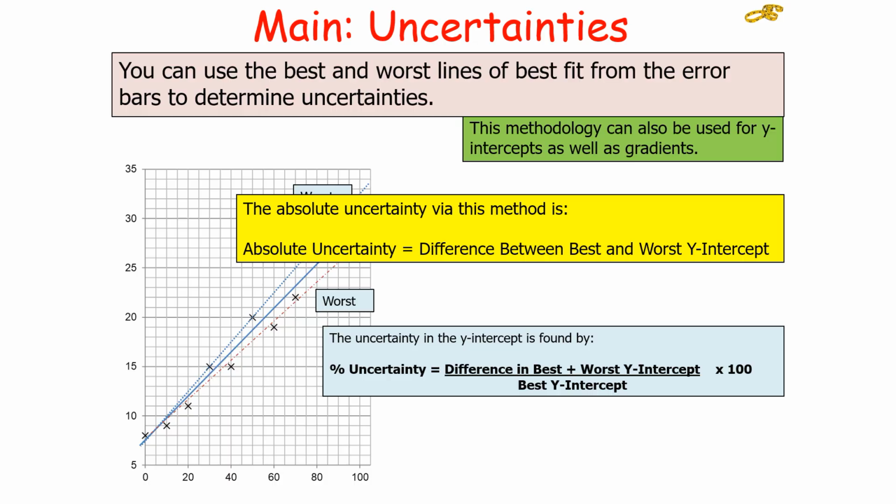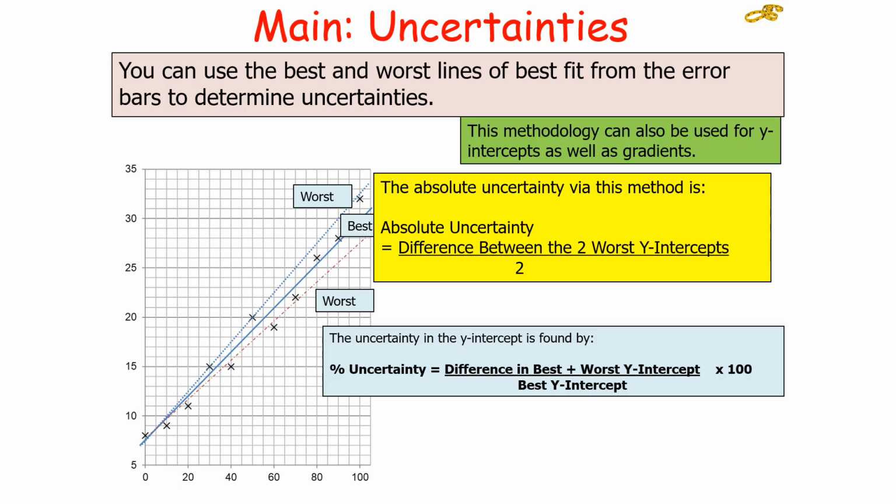So we can say the absolute uncertainty is the difference between the best and the worst y-intercept drawn on the graph as shown here. So therefore our percentage uncertainty is the difference between the best and the worst y-intercept divided by the best y-intercept times 100. And that allows us to work out the absolute uncertainty via that method as well.